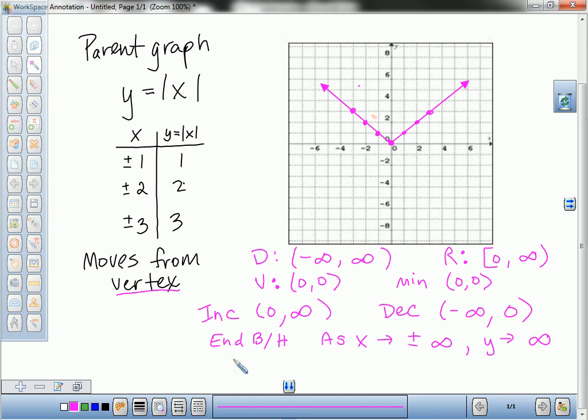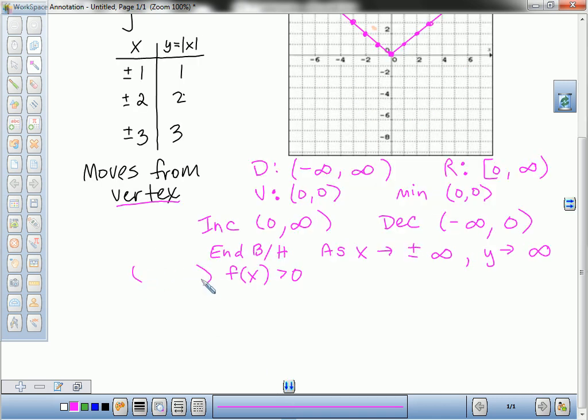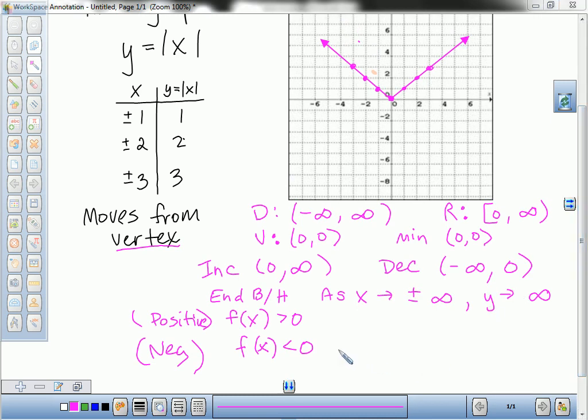Okay, now here are two statements. Where is the function greater than 0? Greater than 0 is positive, right? And where is the function less than 0? That is where it is negative. Well, for this one, does it go below the x-axis at all? So it has no negative intervals. There's not any. It doesn't go down here.